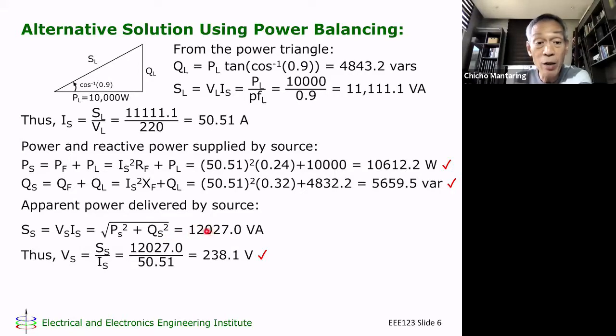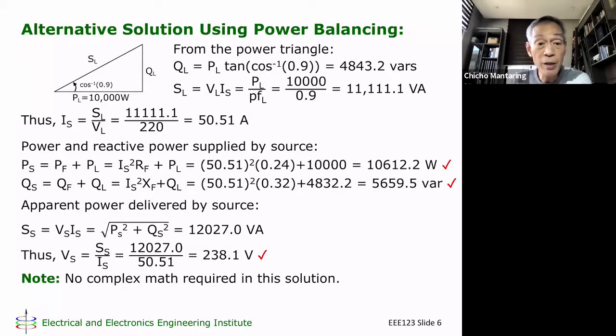So I get 12,027 volt amperes. But I know that S is equal to voltage times current. And I know my current. My current is here, 50.51. Therefore, my voltage is just 12,027 divided by 50.51, and I'm going to get 238.1 volts. So those are exactly the same values that we computed for when we use the phasor method.